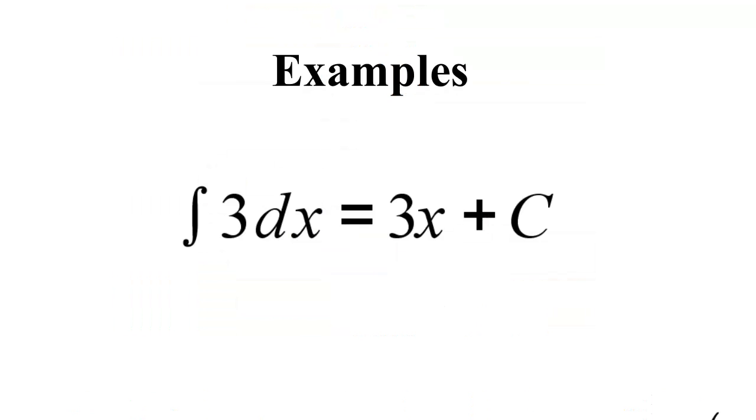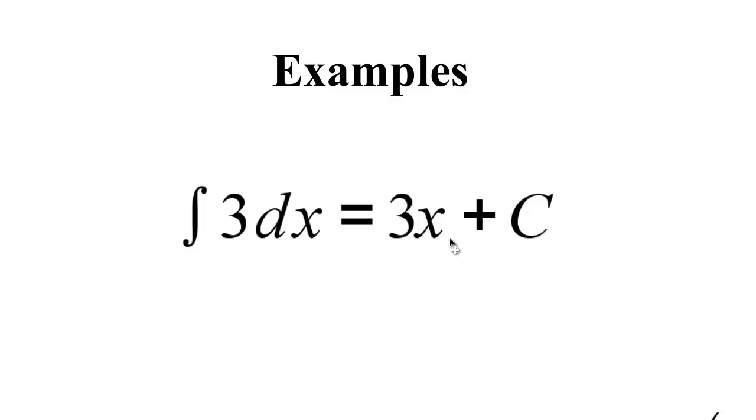Let's look at some examples of the rules that we just talked about. If we wanted to find the antiderivative of 3 dx, or the integral of 3 dx, it is going to be 3x plus a constant c, because the integral of a constant is the constant times x plus c.